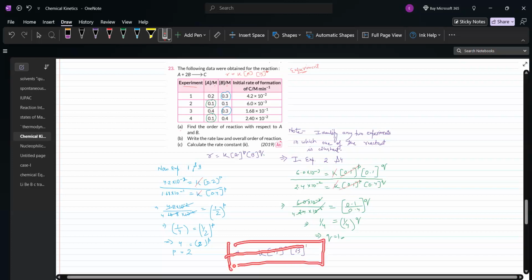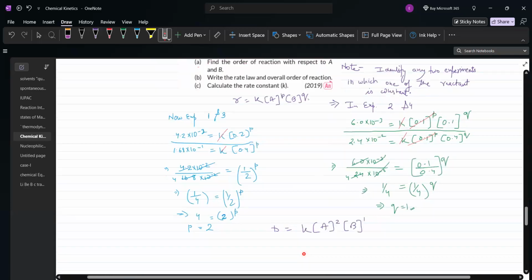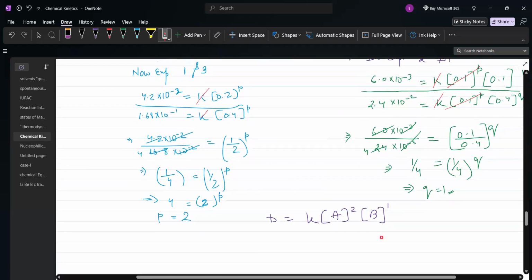Rishita, yes, I understood this. Yes, sir. So kindly note this down. So the rate of reaction you have got is this, and n will be 3.